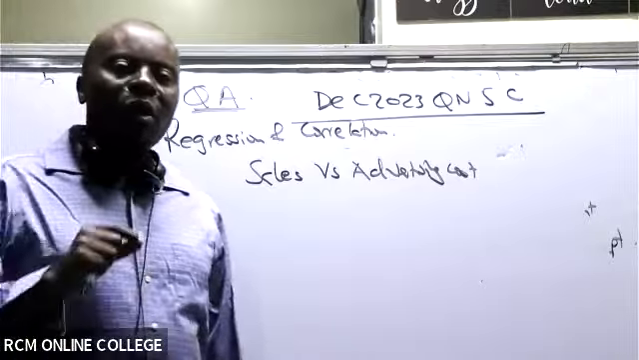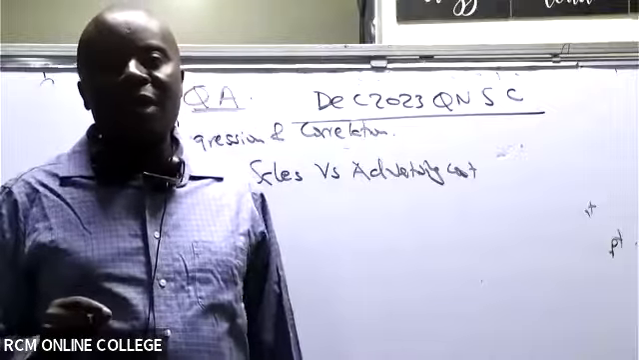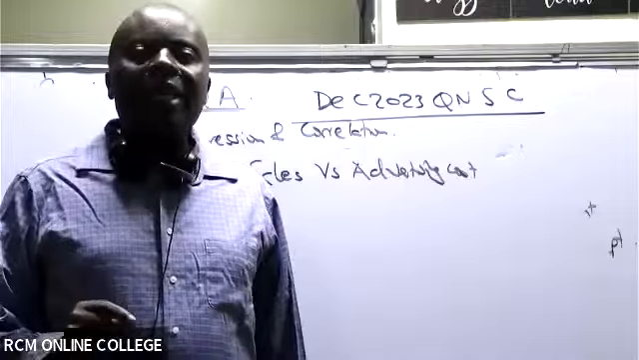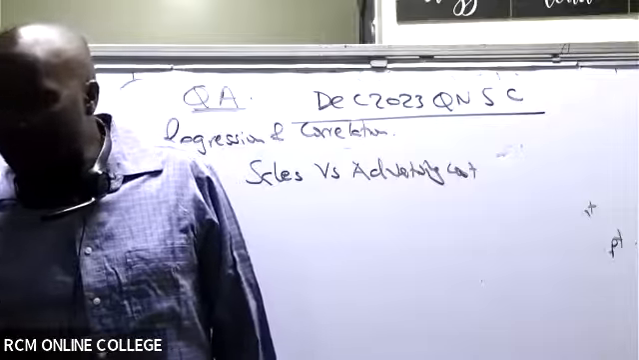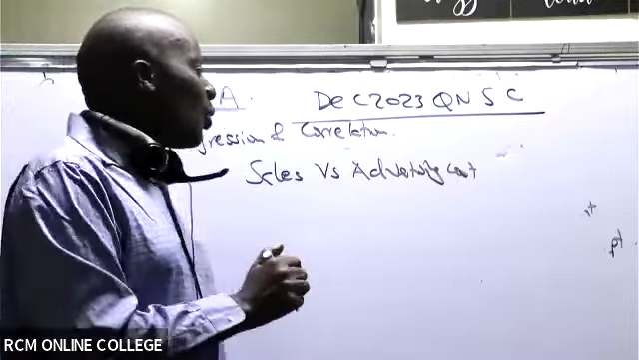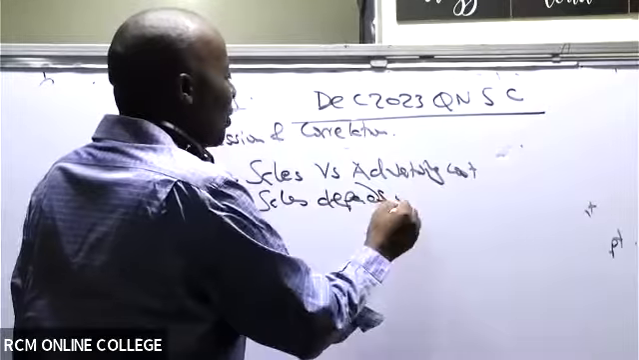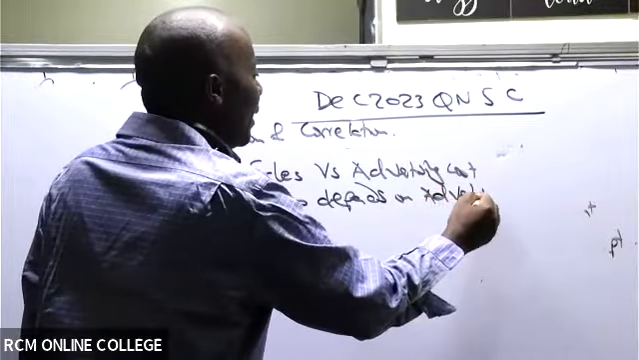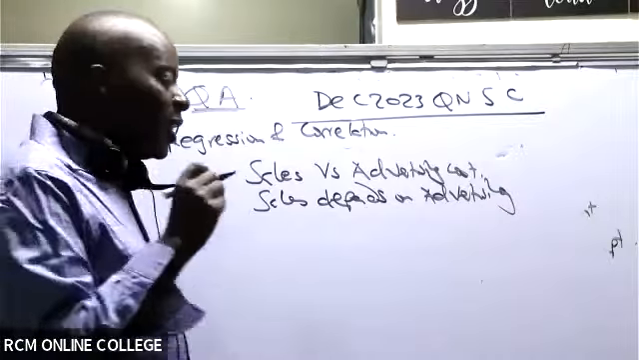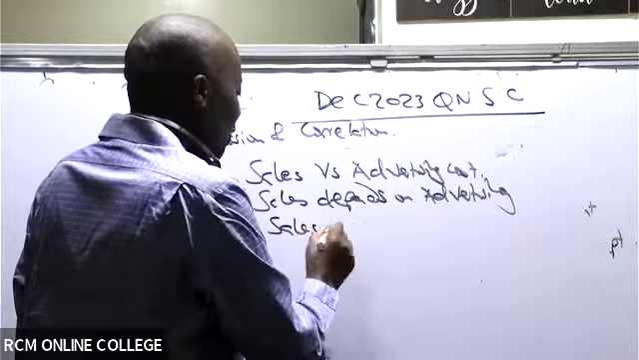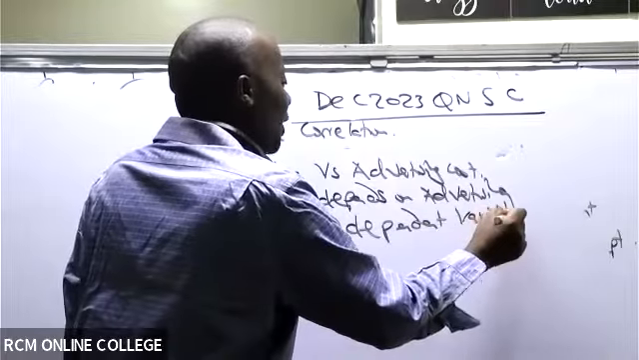Ladies and gentlemen, what I know, if we are aggressively advertising, like RCM College, the moment you aggressively advertise, then sales will have to grow. Sales depends on advertising. Thank you very much, Sabrina. So sales depends on advertising. And therefore, sales is the dependent variable.